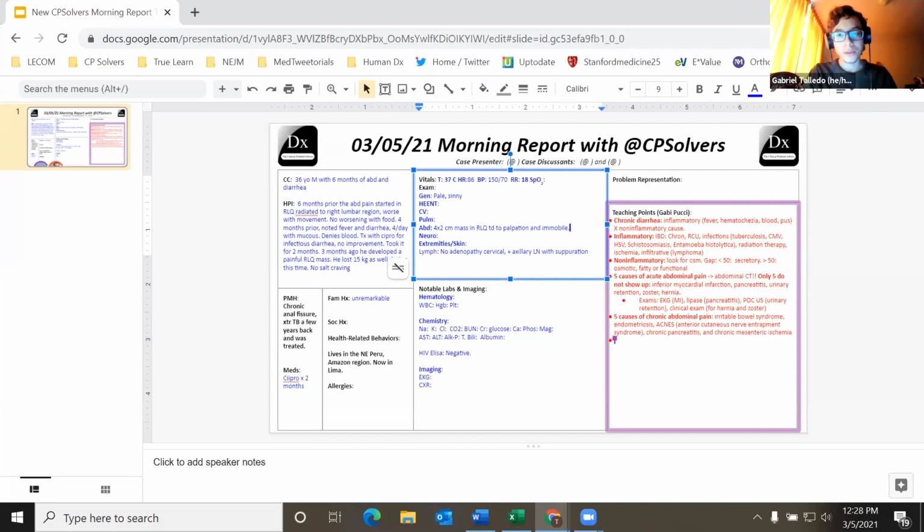So I will give you the labs. Hemoglobin was 7.5. Leukocytes 16,600.